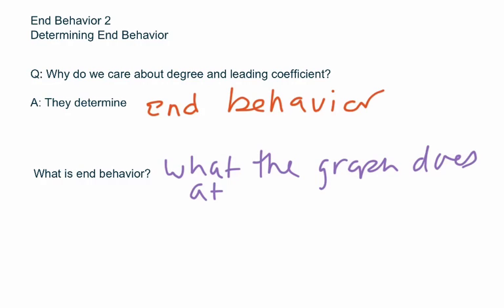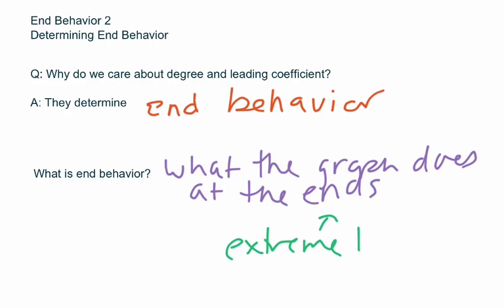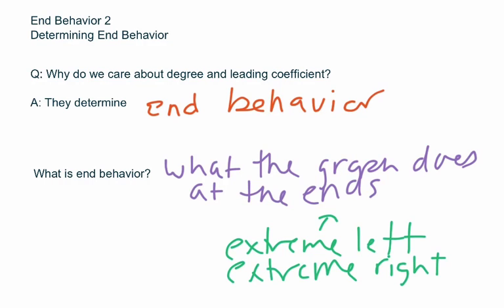at the end of the graph. So what does the graph do at its ends? When we talk about the ends, we're talking about the extreme left and extreme right. And when we talk about what it does, what we mean is, does it go up or does it go down? I'll give you a chance to think that through, what the graph does at the ends.